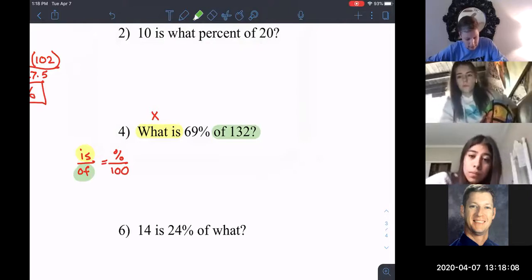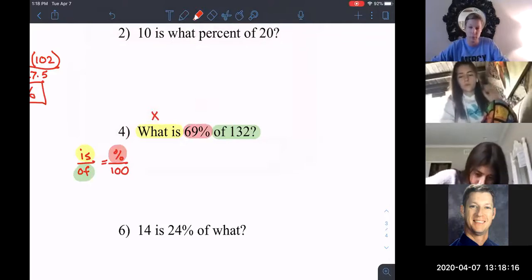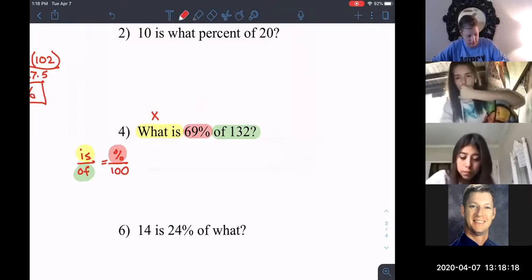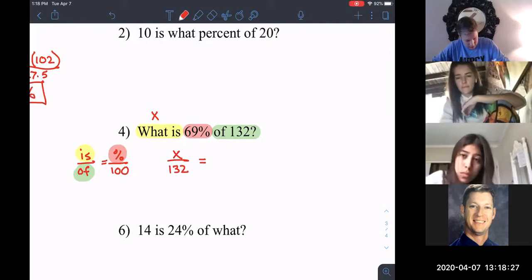And then this time they give us a percentage. So let's use a red highlighter for this. So we have the numbers that we're supposed to put in. We know where our variable goes. So let's set up that proportion. So we're going to put X over the of number, which is 132, equals 69% out of 100%.